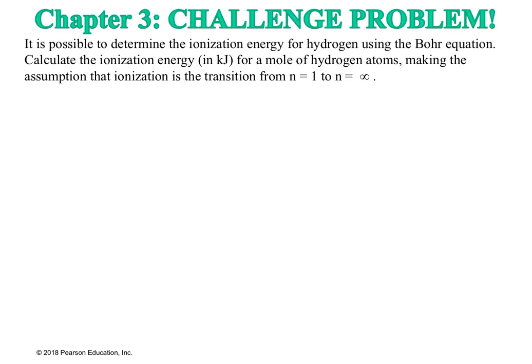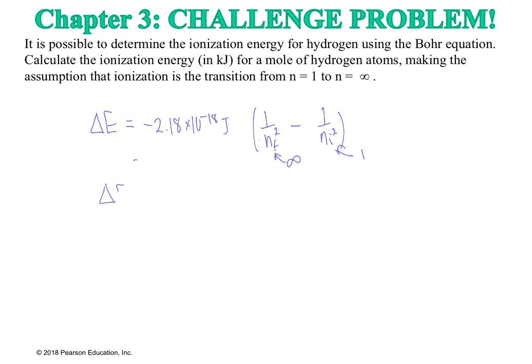So for this challenge problem, we're going to determine the ionization energy from the Bohr equation. So the Bohr equation told us that the amount of energy change that happens from an electron is equal to negative 2.18 times 10 to the negative 18 joules times 1 over the final level squared minus 1 over the initial level squared. So here we're going to basically assume that when we are in the ground state for a hydrogen atom, we're in level 1. And when we have escaped, we basically go to infinity, a really, really big number.